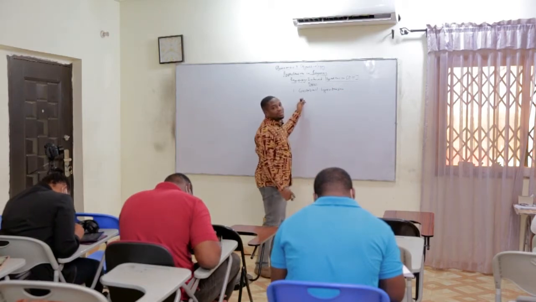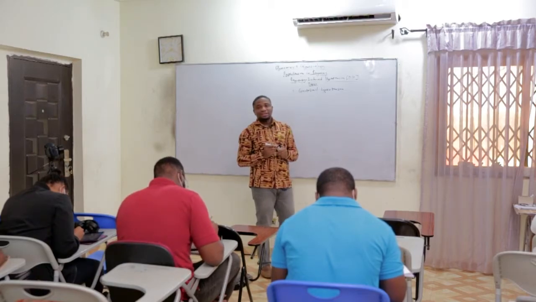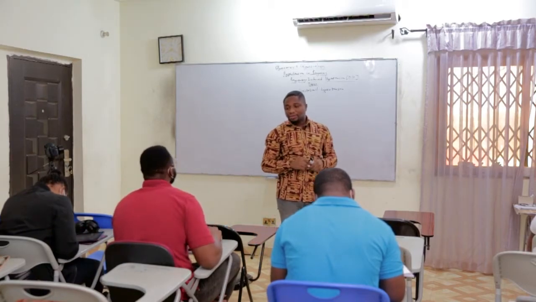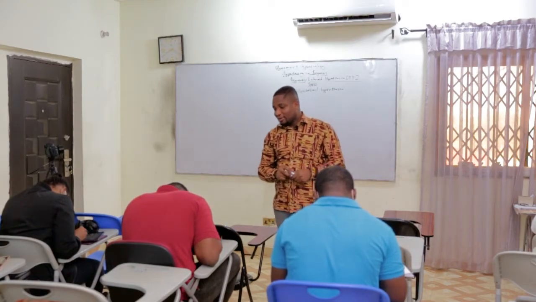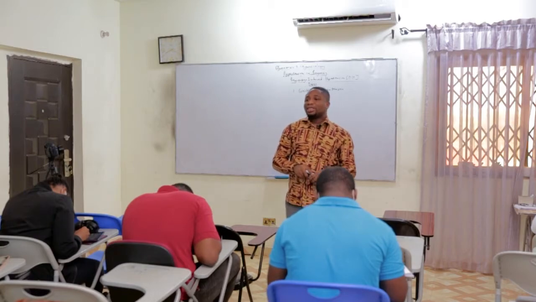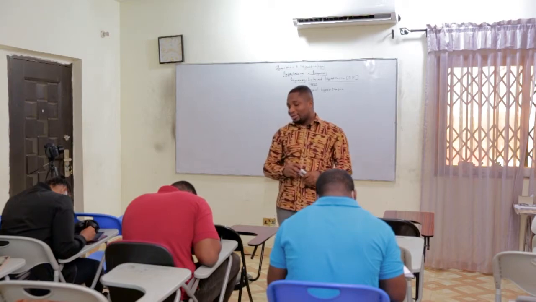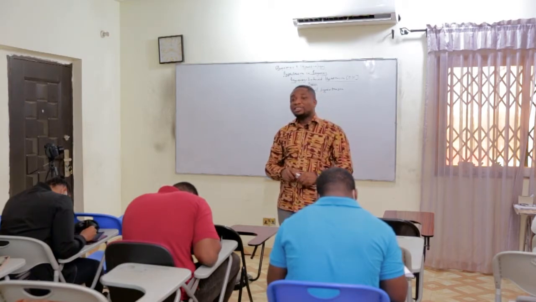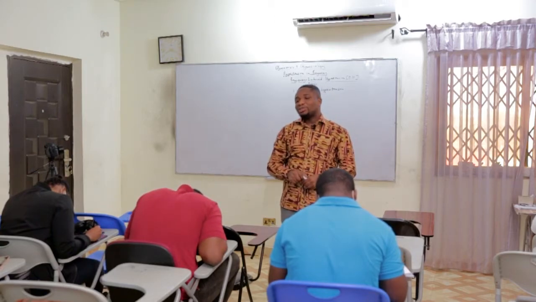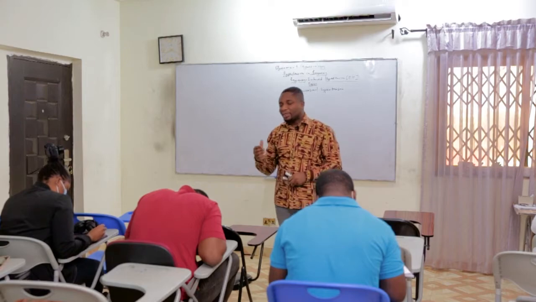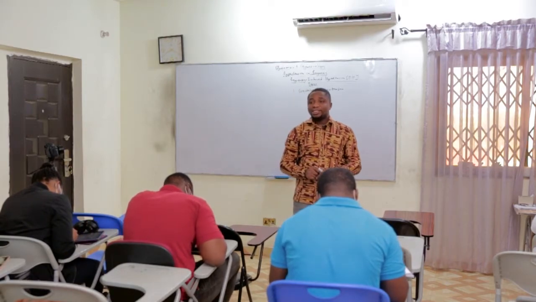So, gestational hypertension, here we can see that it refers to hypertension in pregnancy after 20 weeks of gestation. So here, the onset of hypertension is after 20 weeks of gestation.